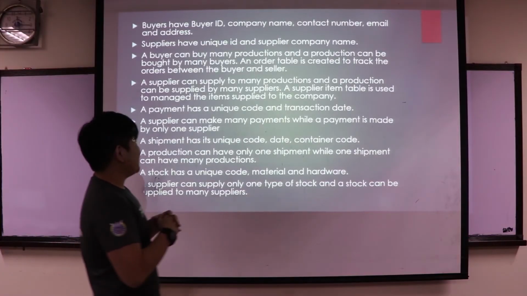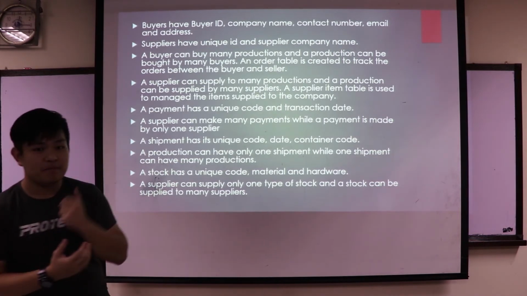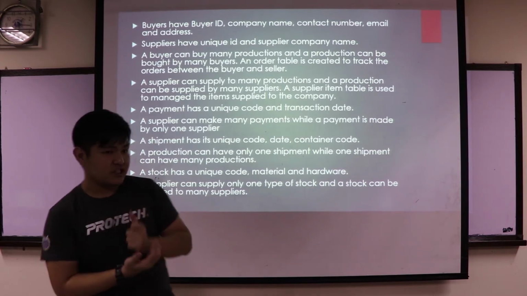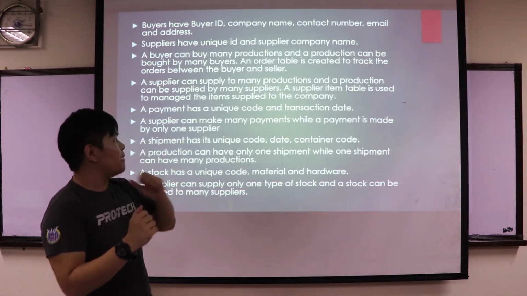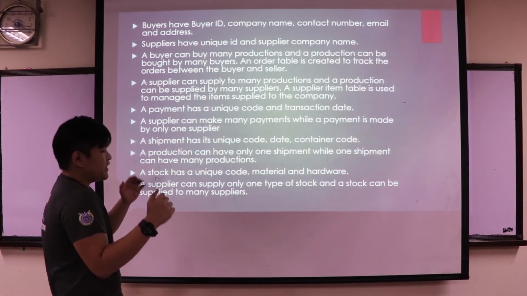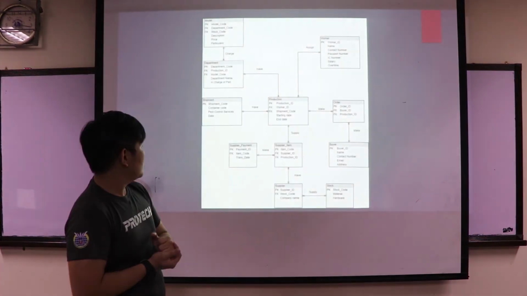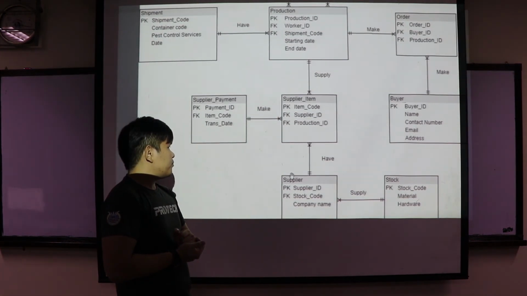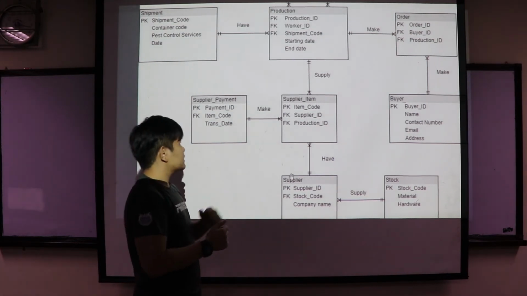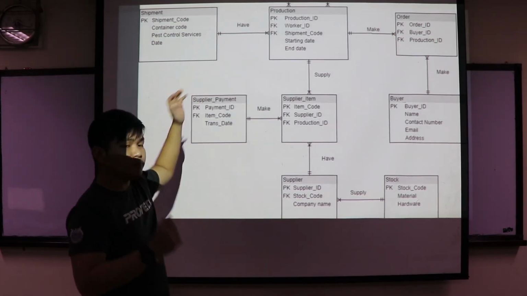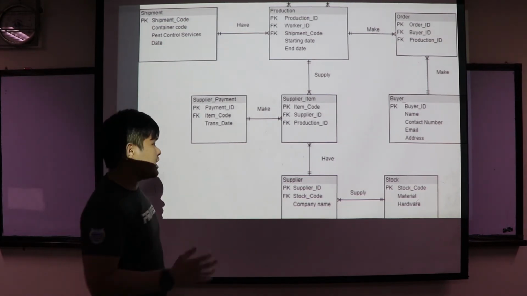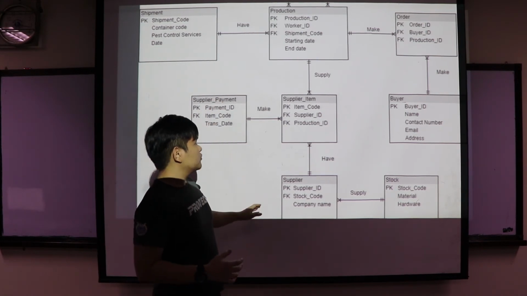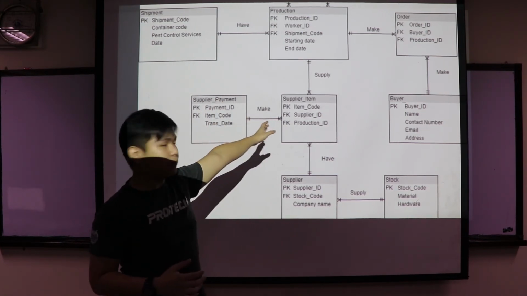A supplier can supply many productions, and a production can be supplied by many suppliers. A supplier item table is used to manage the items supplied to the company. Based on the diagram, we can know the relationship between the supplier and the production is many to many. So we need to create another composite table for these two tables, which is supplier items.